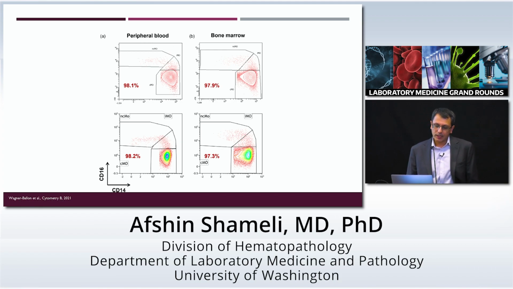This assay is also helpful in bone marrow, and they showed that patients who had concurrent bone marrow and peripheral blood had similar finding in both samples, and the threshold that they established on bone marrow as well was 94%.